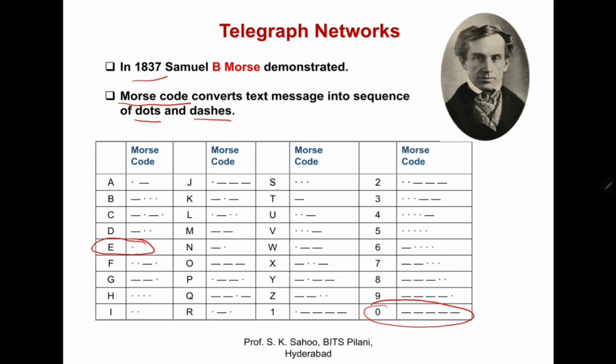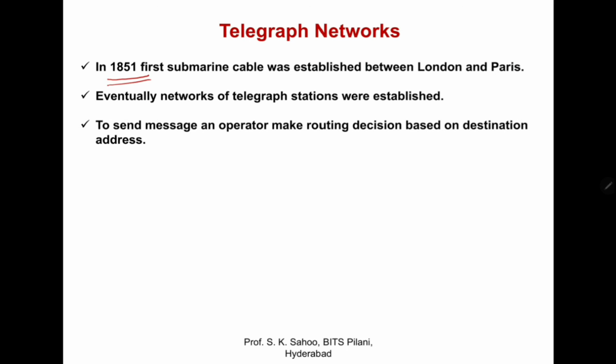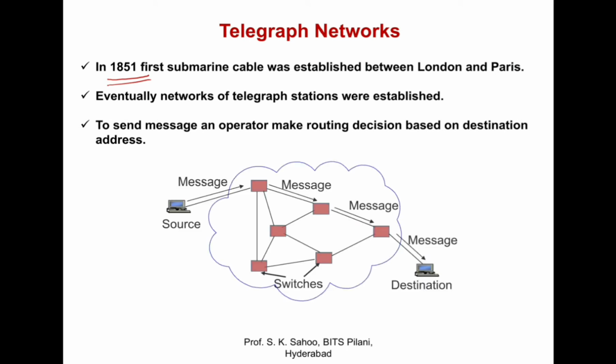Though Morse demonstrated it in 1837, it came into use for the first time in 1851. The first submarine cable was established between London and Paris, and then eventually a network of telegraph stations was established. To send a message, there were manual operators who decided on the direction in which the telegraph signals would be routed. Let us say this is the source, this is the destination. When the source gives the destination direction, the person here will make the connection so that the signal moves from this to this to this and finally reaches here. So that is how the path is made.